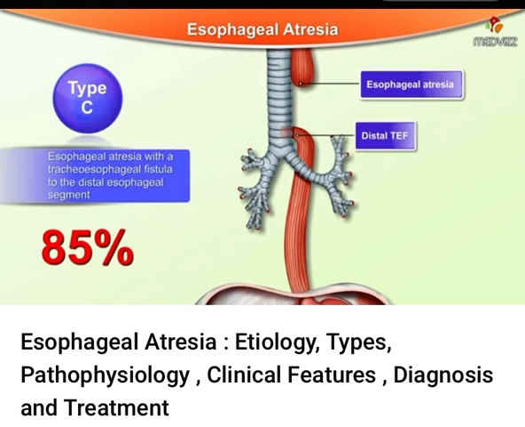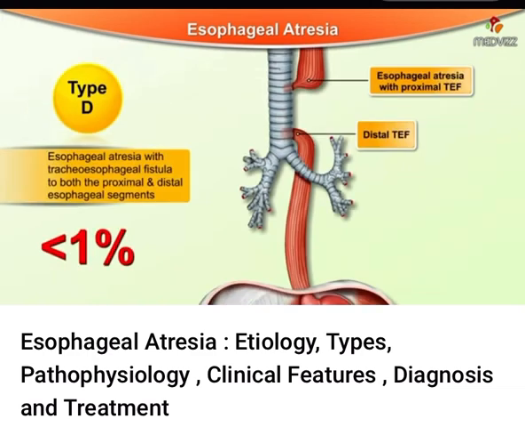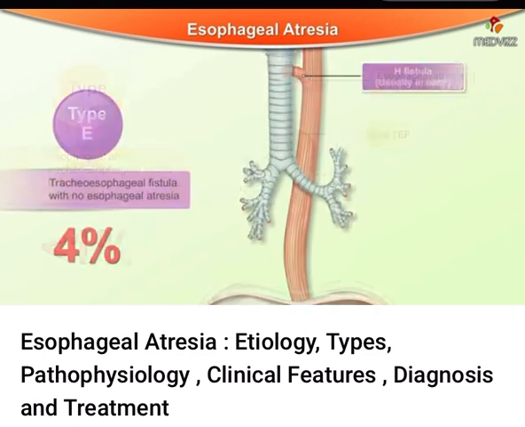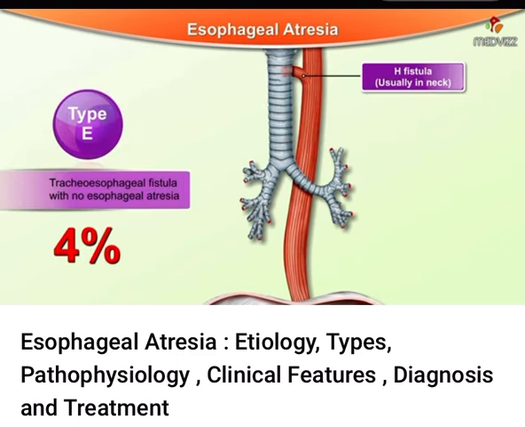Type C is when there is esophageal atresia along with tracheoesophageal fistula to the distal esophageal segment, which is the most common variant. Type D is esophageal atresia with tracheoesophageal fistula to both the proximal and distal esophageal segments. And type E is tracheoesophageal fistula with no esophageal atresia.